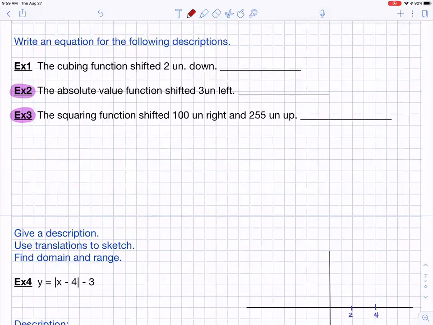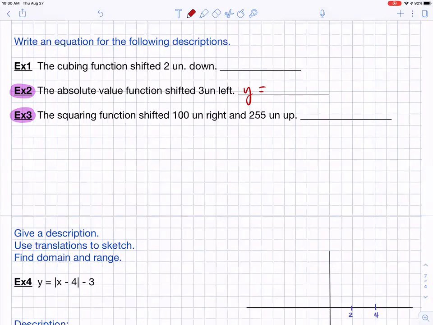Okay? All right, so number 2, we've got the absolute value function. It is shifted 3 units to the left. Now, question, if it's to the left, is my adding and subtracting going to be inside the parent or outside the parent? Inside the parent. All right, so this is going to be, you could say y equals, or you could say f of x equals. And you say, do I have to say that? It's an equation.